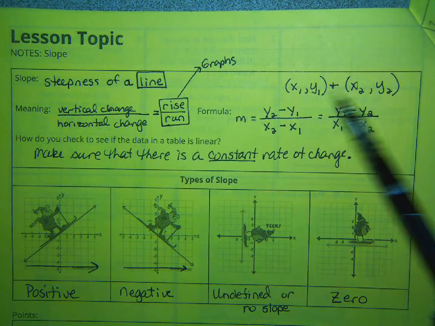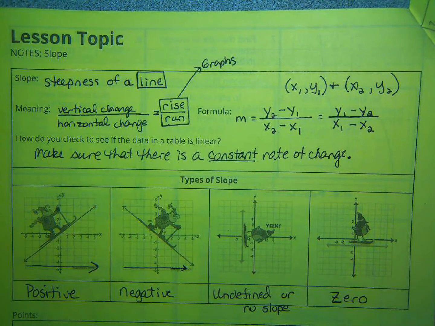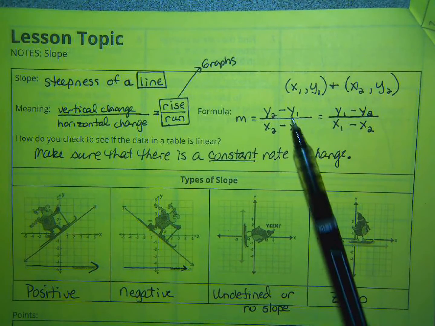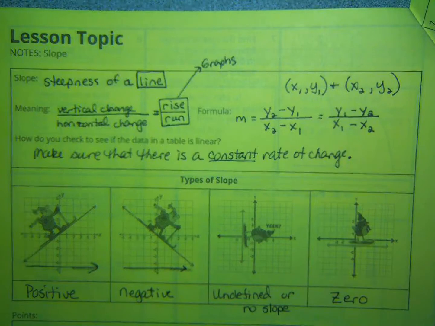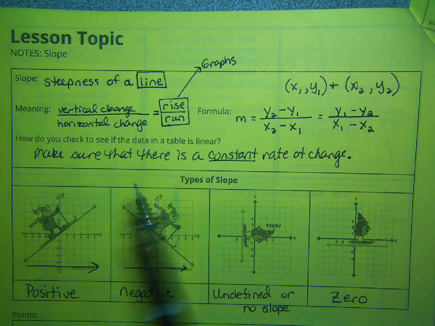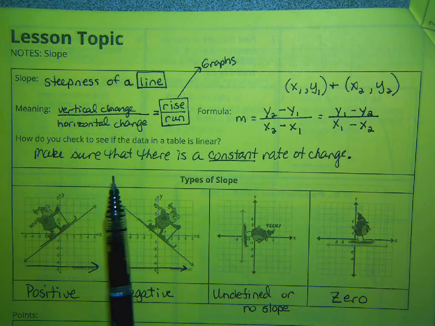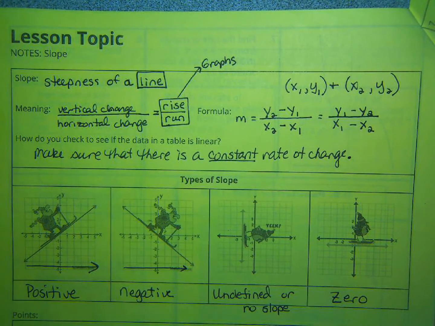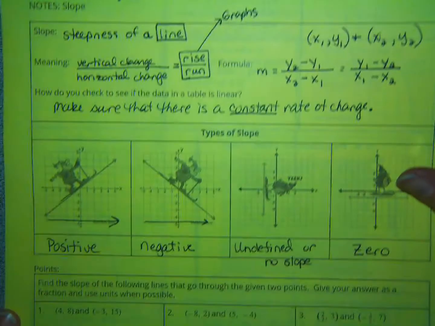And for any two ordered pairs, we find the slope by subtracting the y coordinates and the corresponding x coordinates and simplifying. And if we want to make sure that data in a table is linear, we check a couple pairs of points and make sure that it's constant. You did that in your last example from your homework over rate of change. All right, so how do we find slope?